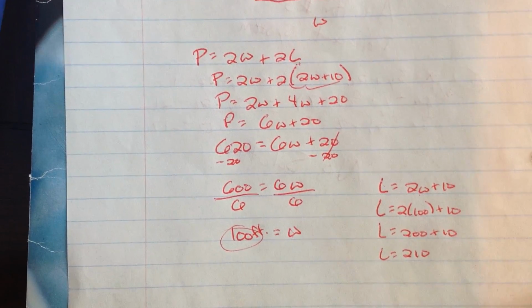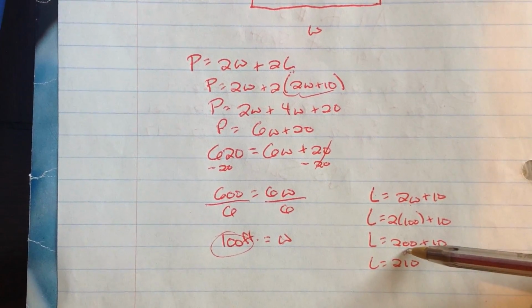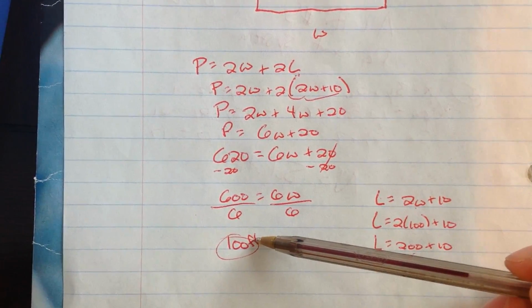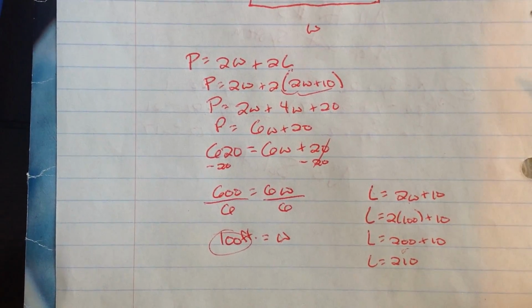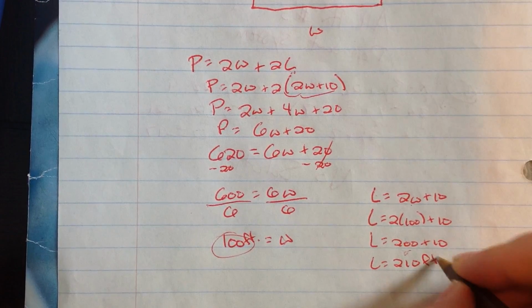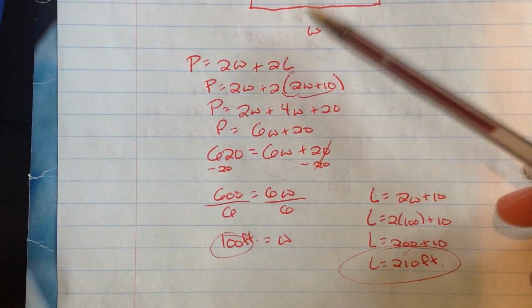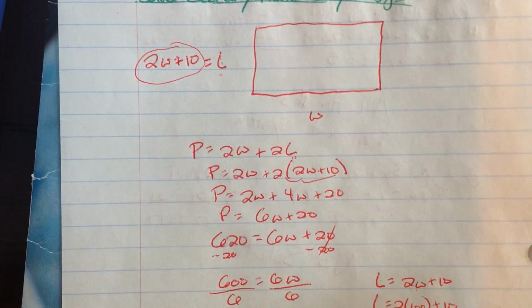Way to double check ourselves. If we have 2 widths, that would be 210 plus 210, which is 420, plus 2 of these, which would add on 200 more, 620, that equals our total perimeter. And remember, this is also in feet. So the cool thing is we can use two variables to actually solve geometric problems as well.